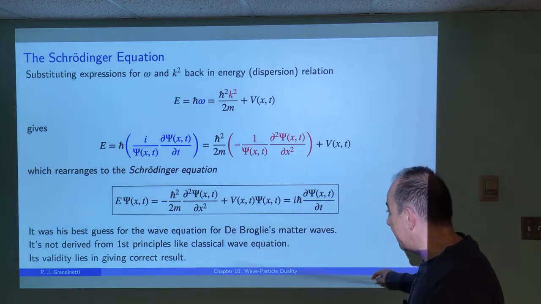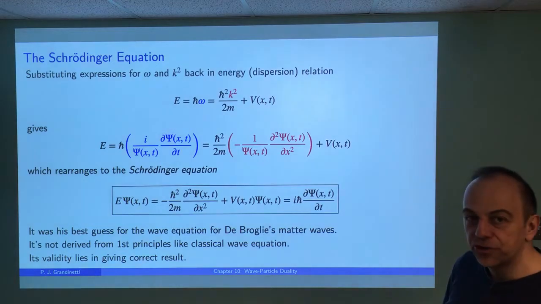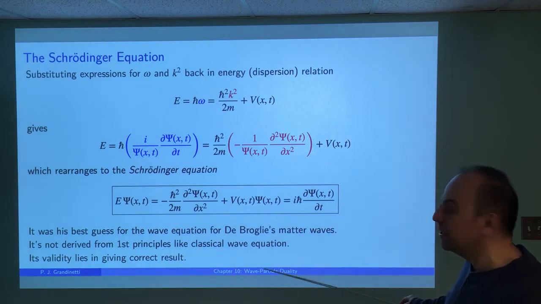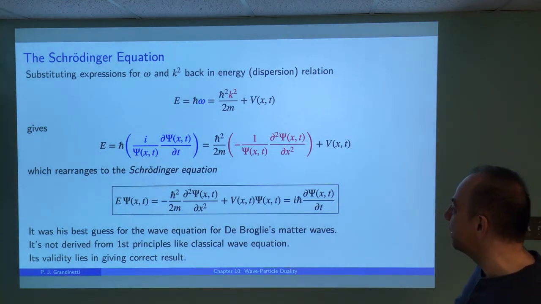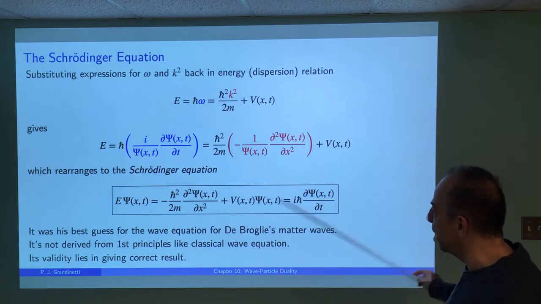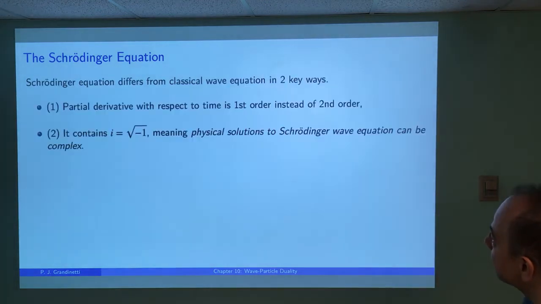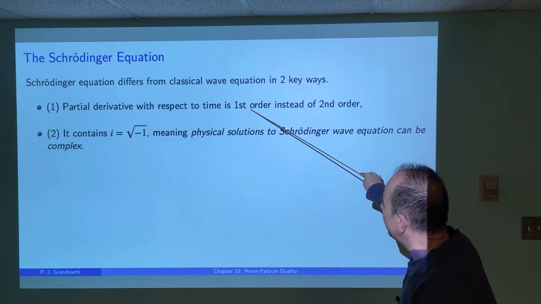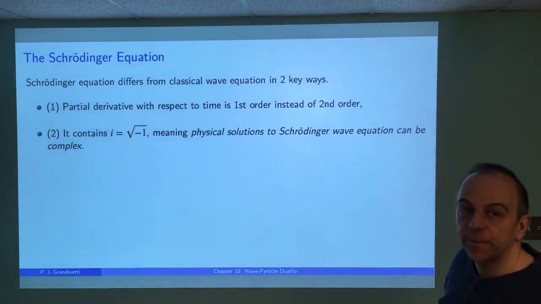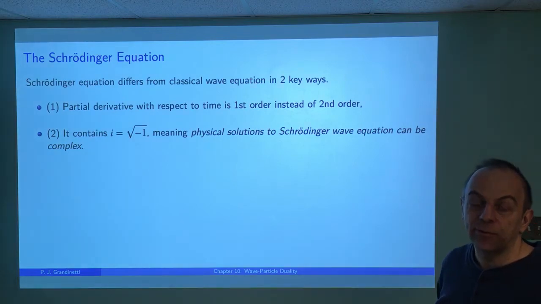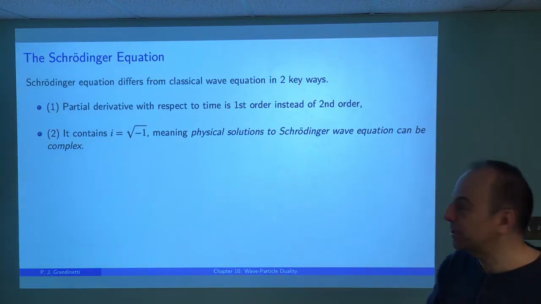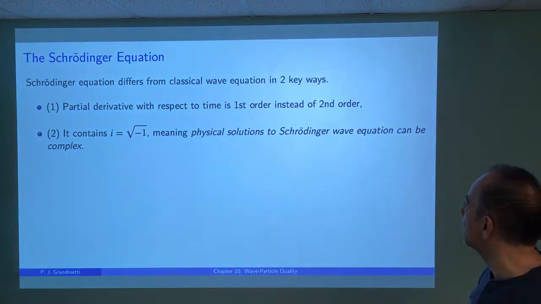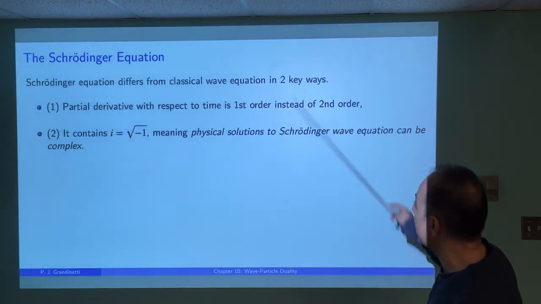And it is not derived from any kind of first principles, so there's no mechanical medium being displaced that you could use to derive the classical wave equation. You can't do that in this case. So this is the way he proposed this wave function. A couple key issues here. One is that it's the first derivative with respect to time instead of a second derivative. Remember, in the classical wave equation, it was the second derivative with respect to time and the second derivative with respect to position. The Schrodinger equation is first derivative with respect to time, although it is second derivative with respect to position. So that's a key difference from the classical wave equation.